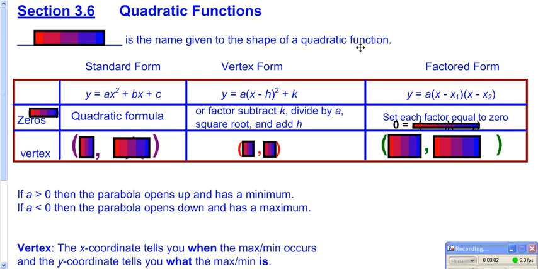We're going to focus today on quadratic functions. When you graph a quadratic function, you get a horseshoe shape. We call that a parabola. All quadratic functions have that basic shape.